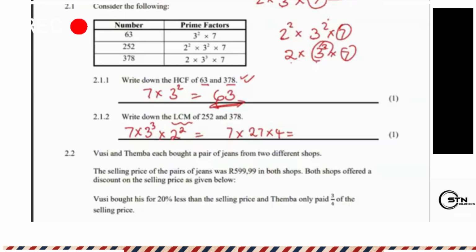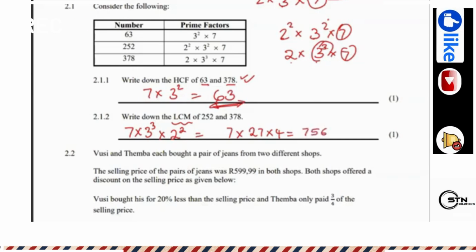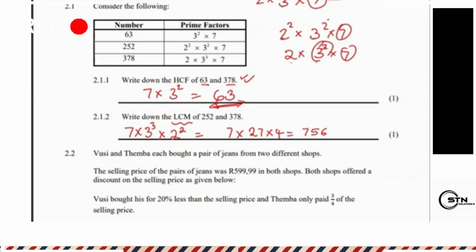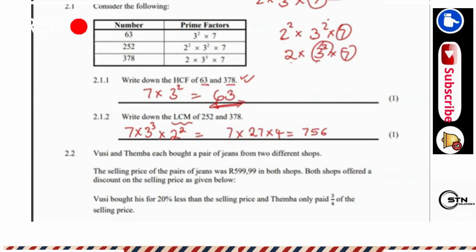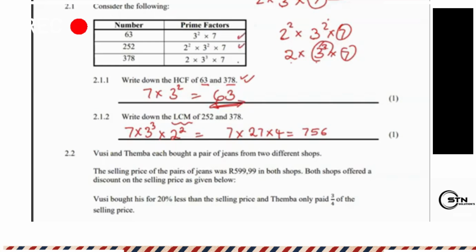So this gives me an answer of 756. Okay, so that is how I would have gone about this. Yes, of course, there are other methods that we can use. But in this case, they wanted us to use this.